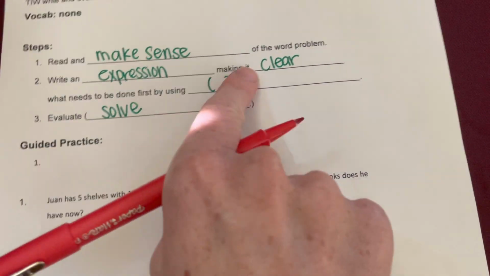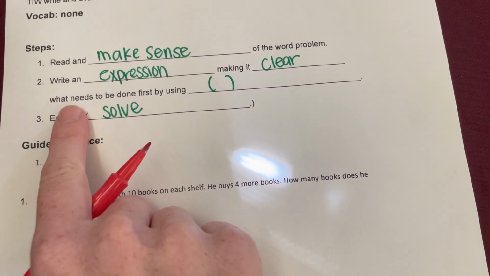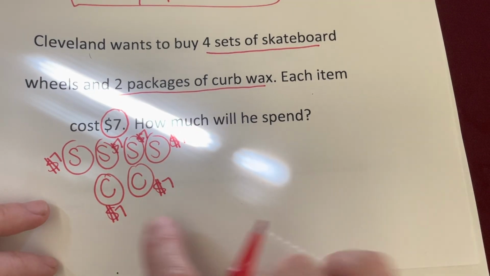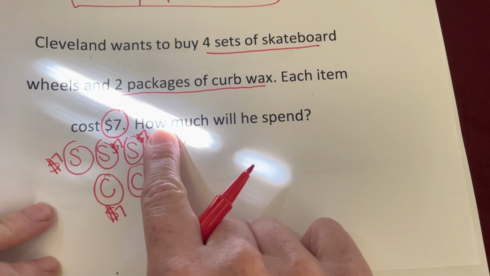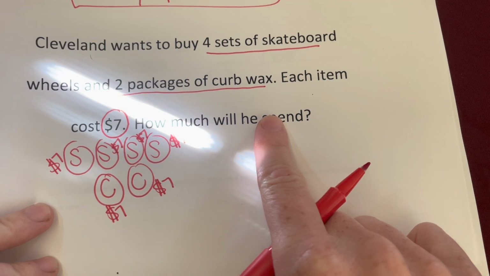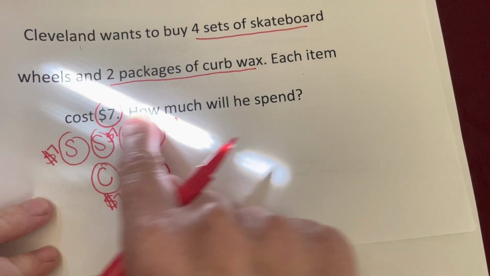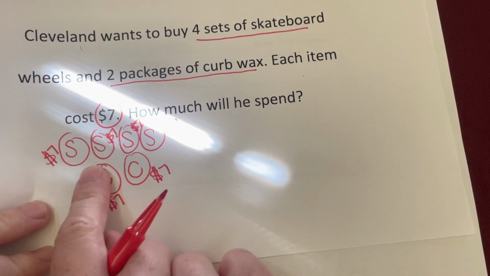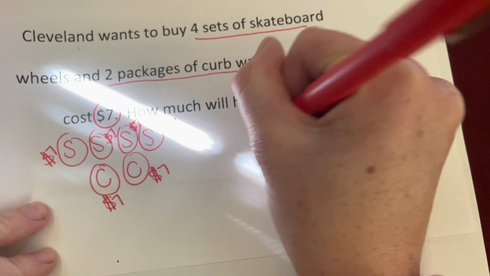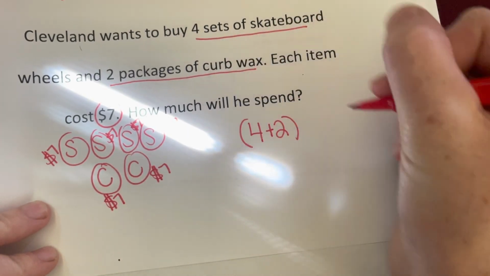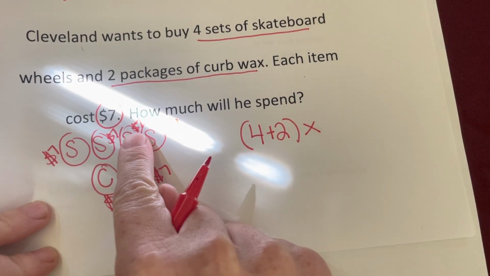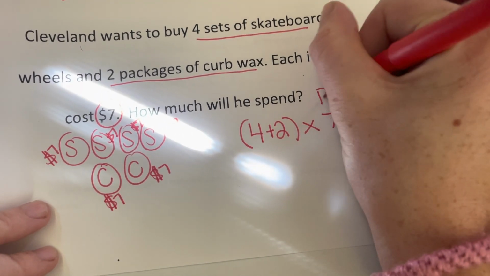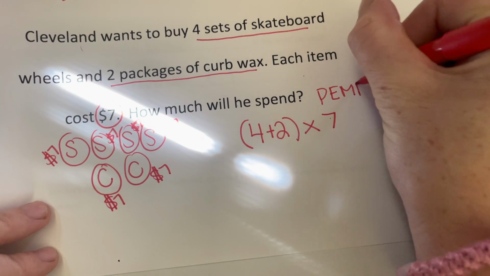Step 2, write an expression making it clear what needs to be done first using parentheses. Because the question is asking how much will he spend, I need to first find out how many items there are. They each cost $7, but I need to know how many there are total. So I have 4 plus 2 in parentheses, and then because each one is $7, I can multiply it by 7. PEMDAS problem, so I write PEMDAS on top.